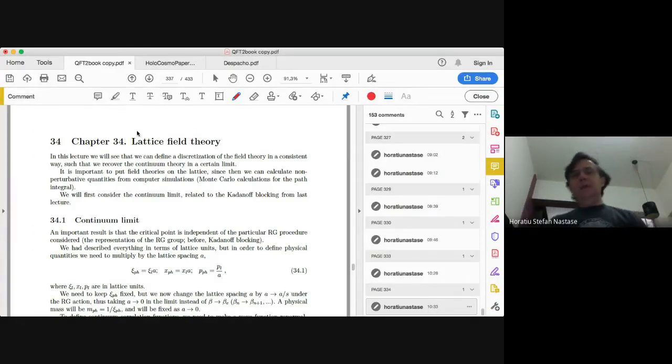So today's lecture is about lattice field theory. Specifically, that means a discretization of field theory in a consistent way, such that we recover the continuum. In the continuum limit, we recover the true field theory.